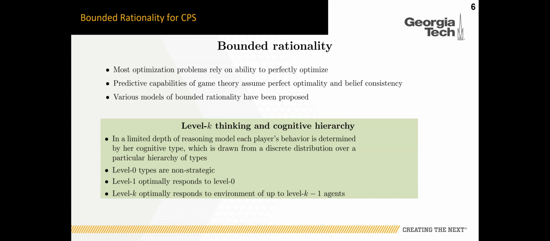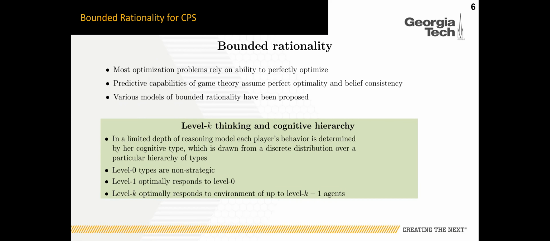Behavior psychologists have actually shown that if you play the Nash equilibrium, then you're up to level 3 intelligent. Most humans are up to level 3 intelligence, but Nash equilibrium is level infinity. So I also want to point out this thing. Okay, so now let's talk about level K thinking and cognitive hierarchy.